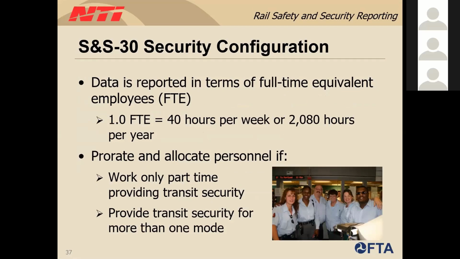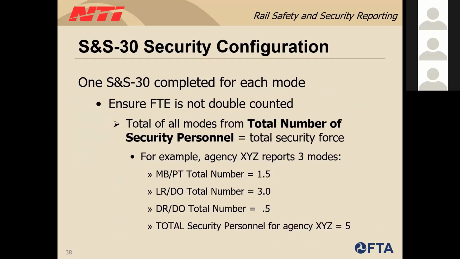The number of personnel is reported in full-time equivalent hours. So 1 FTE equals 1 person working a 40-hour week or 2,080 hours per year. Prorate the number of personnel if the person works only part-time providing transit security, or they provide security for more than one mode. 1 SNS 30, again, is completed for each mode and type of service. Be careful not to double count personnel.